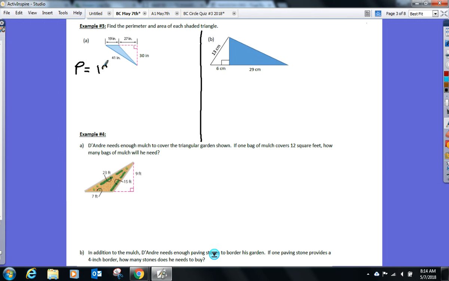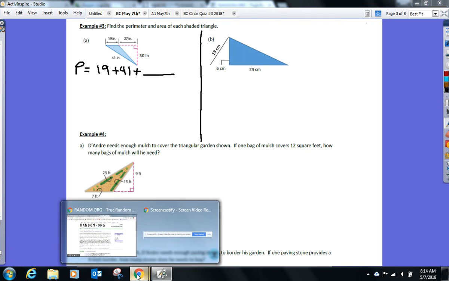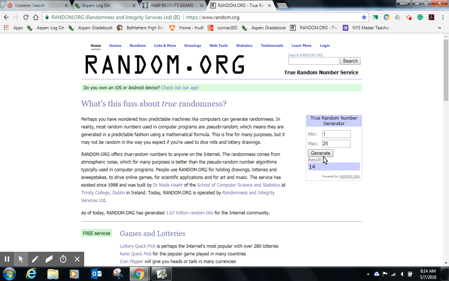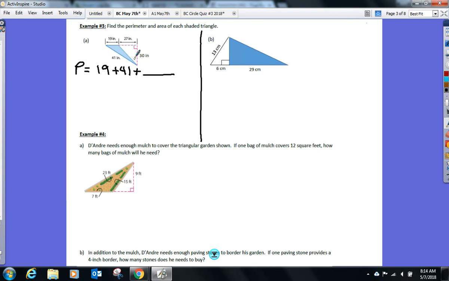So right here I have 19 plus 41 plus something. Everyone see we're missing that third side of the shaded triangle. I got the 19, I got the 41, but I got to find the missing side. Thoughts on how I can find that missing side right here? Pythag, yep. What's it going to look like, Nate?